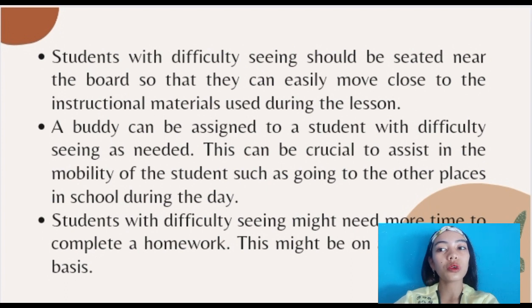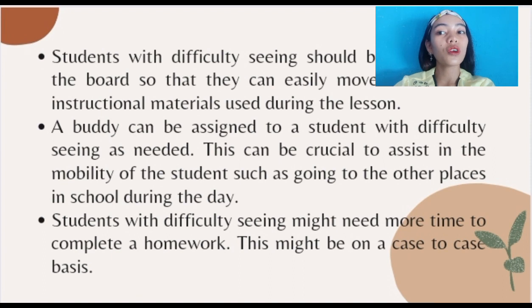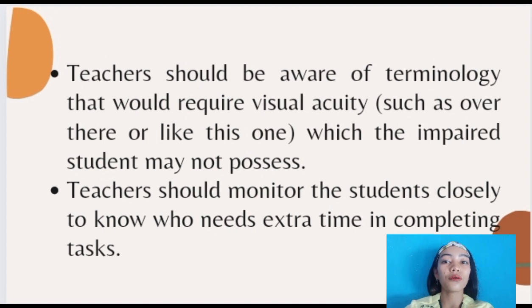This can be crucial to assist in the mobility of the student, such as going to other places in school during the day. And students with difficulty seeing might need more time to complete a test or homework. This might be on a case-to-case basis. Teachers should be aware of terminology that would require visual acuity, such as over there or like this one, which the impaired student may not possess. Teachers should also monitor the students closely to know who needs extra time in completing tasks.